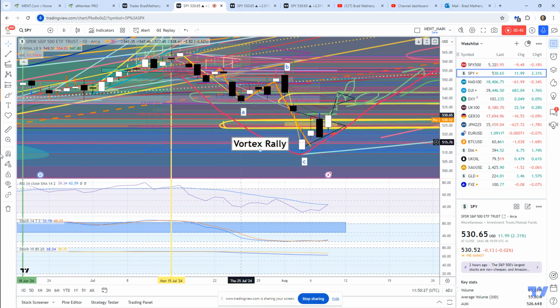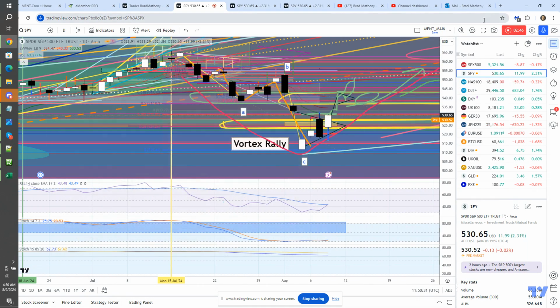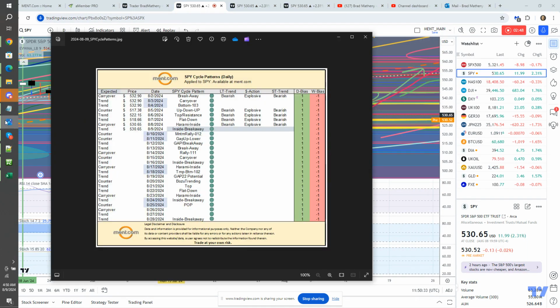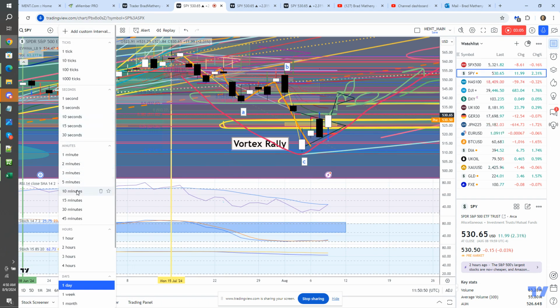We're moving downward. Today is an inside, oh, today is an inside breakaway. We're looking for the SPY to open inside of yesterday's close. Right now, we're 15 cents inside yesterday's close. The markets are rolling a little bit downward. I will go down here into 10-minute.